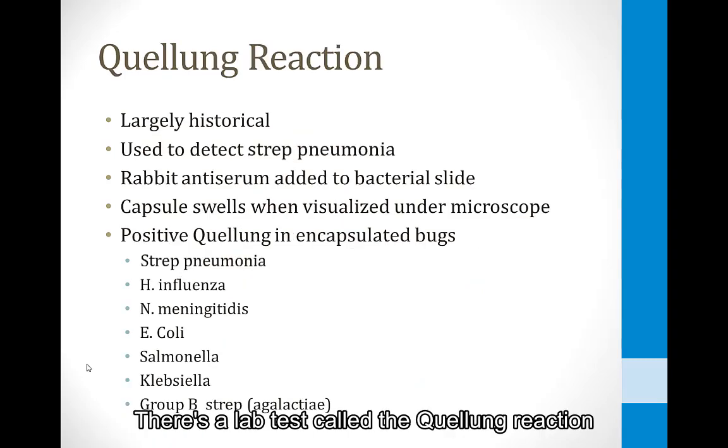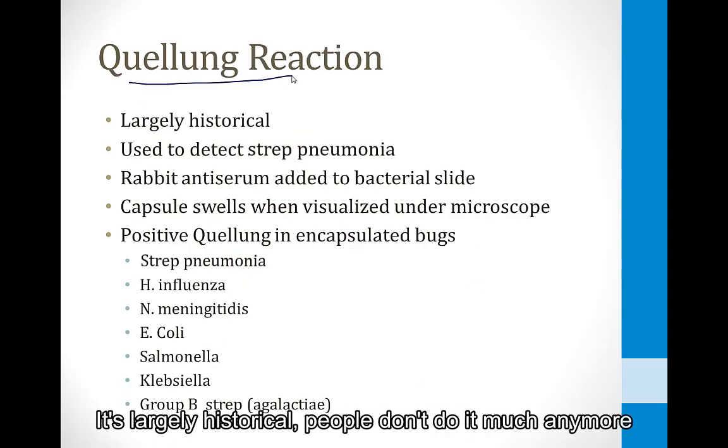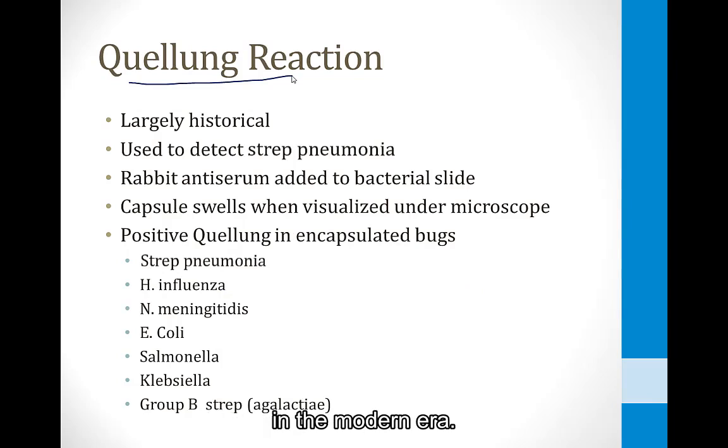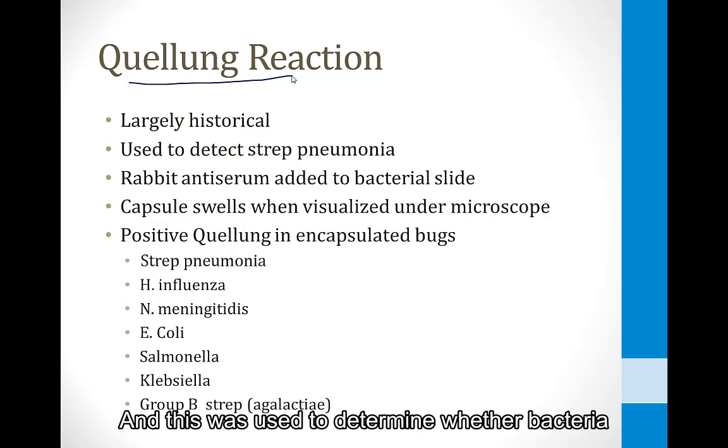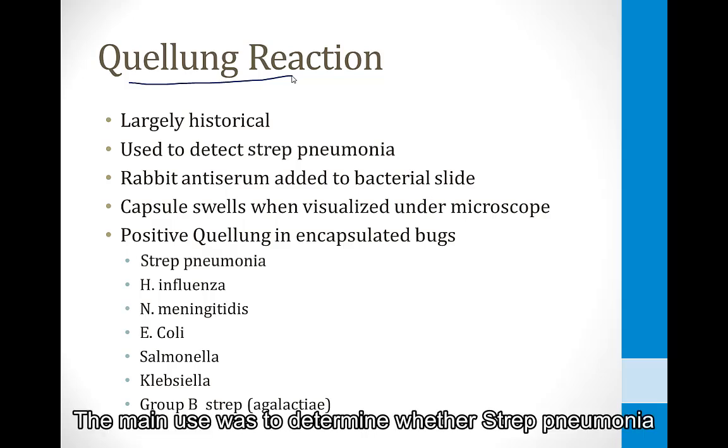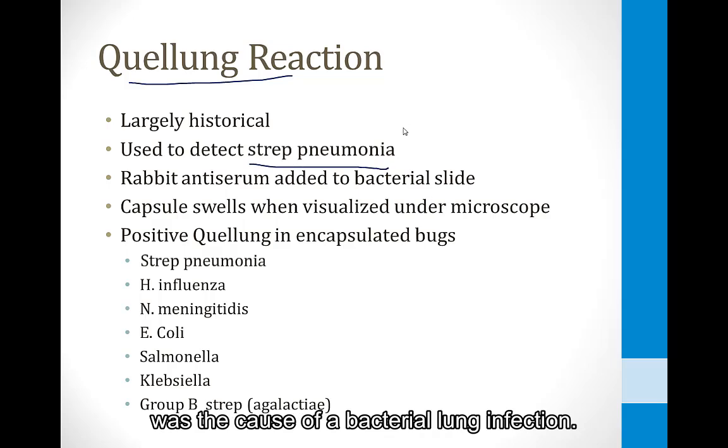And make sure you know that anthrax has a unique capsule because it often comes up on the step 1 exam. There's a lab test called the Quellung reaction that used to be done decades ago. It's largely historical. People don't do it much anymore in the modern era. And this was used to determine whether bacteria had a capsule or not. The main use was to determine whether strep pneumoniae was the cause of a bacterial lung infection.